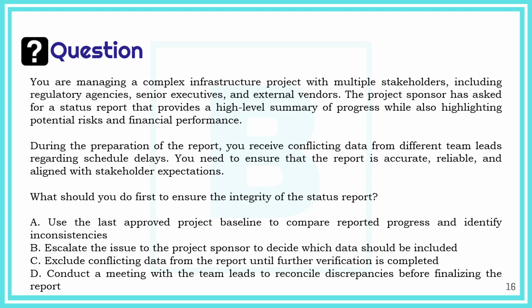Now, use the last approved project baseline to compare reported progress and identify inconsistencies. Probably that last baseline wouldn't be, I don't know if it would be accurate or not. Escalate the issue to the sponsor. Probably that's not the first thing to do, because it asks what's the first thing to do. Exclude conflicting data from the report and involve further verification. Actually, we don't do that. Conduct a meeting with the team leads to reconcile discrepancies before finalizing the report. That would be the first thing to do. Absolutely. Okay.